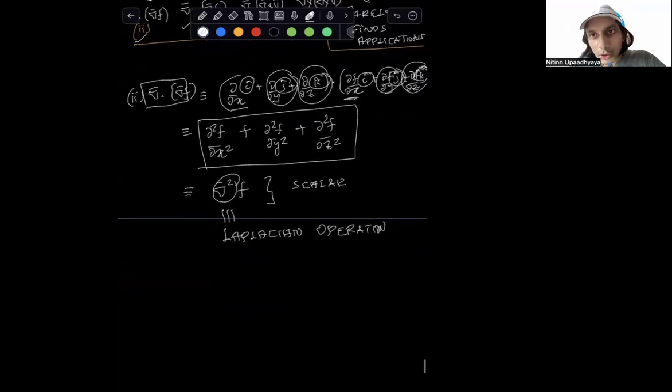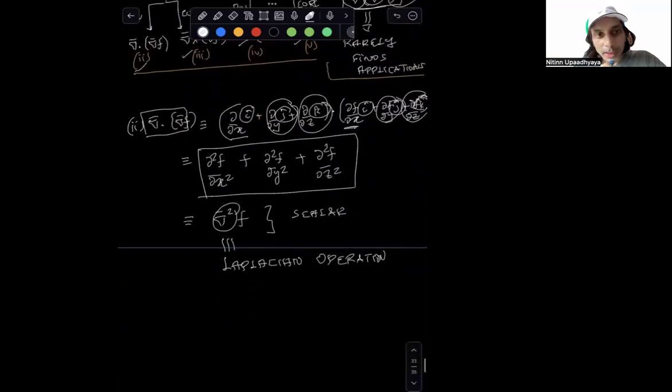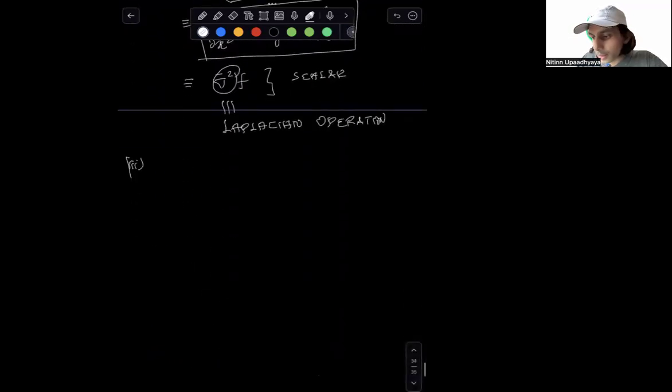So that's a new second order derivative we've obtained. So far we've obtained two. One of them is the gradient of the divergence. The second one is obtained from the divergence of the gradient, and this leads to what is called the Laplacian. Now let's look at the third one. And now we have to calculate the curl of a gradient. So we need to calculate del cross del f. Now let's see what this gives us.